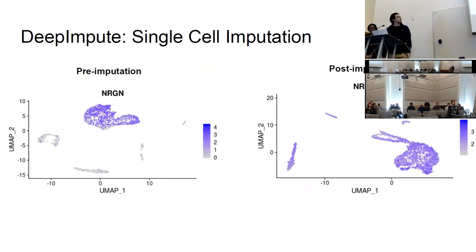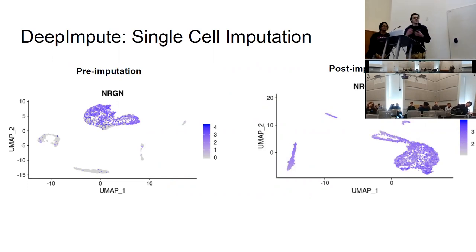So the first step of this project was doing a single cell imputation to try to remove a lot of the technical noise, because we were thinking that if there's a lot of technical noise in our data set, then that might mess up the variance analysis. So we ended up using this program called DeepImpute, which uses a machine learning algorithm to try to guess at missing values in the expression vectors. So we have NRGN, which is a marker of excitatory neurons, pre-imputation on the left, and post-imputation on the right. And we did this for all cell types, which is just an example of one of the markers.